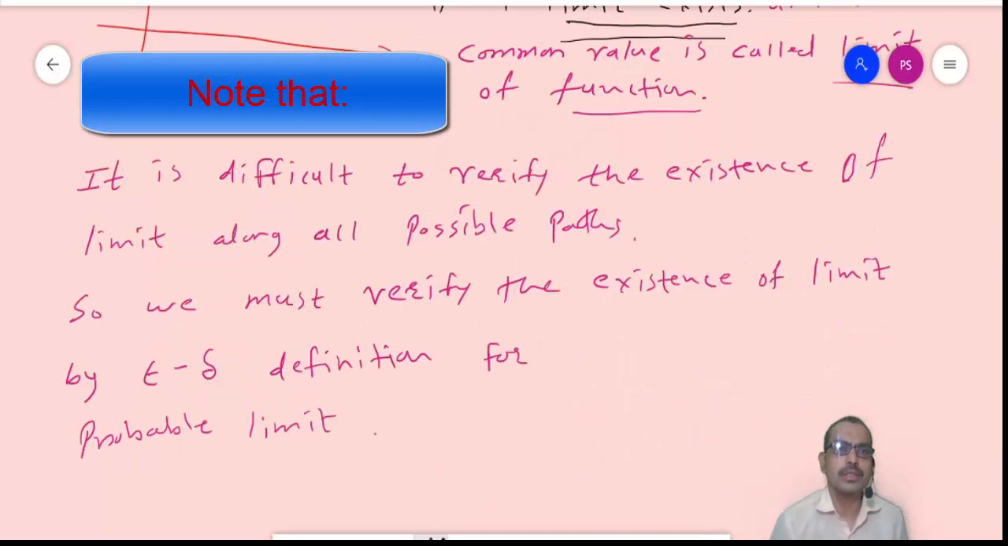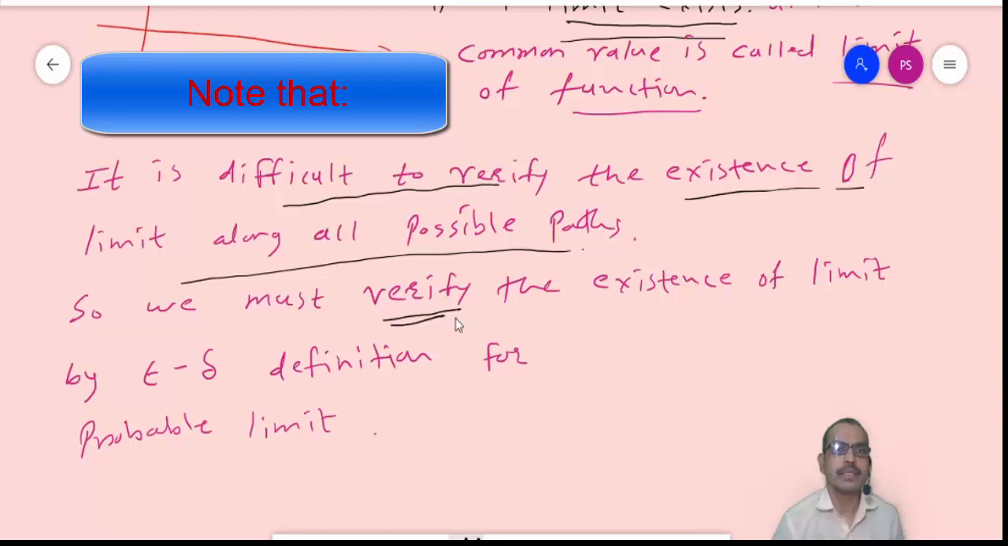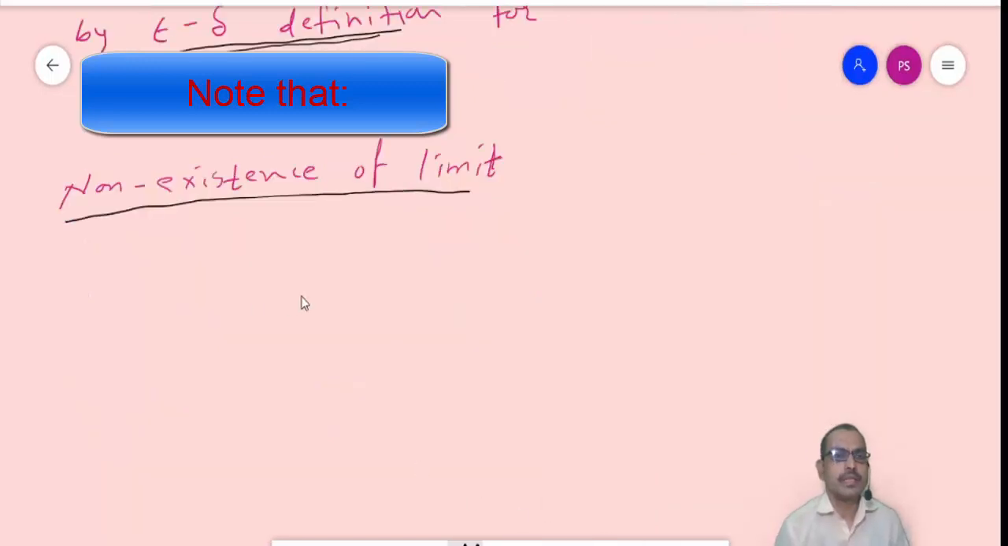In the existence of the limit, it is difficult to verify the existence of the limit along all possible paths. So we must verify the existence of the limit by the epsilon-delta definition. In the non-existence of the limit, if we choose two different paths along which (x, y) approaches (a, b), and we get different values of the limit, then we say that the limit does not exist.